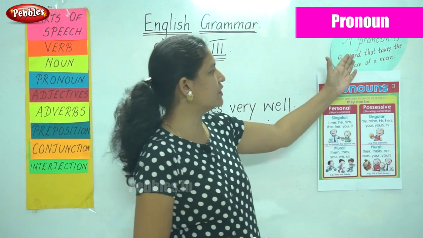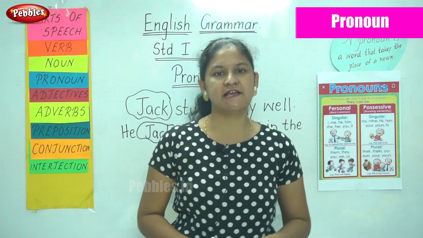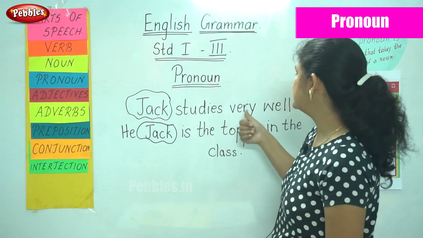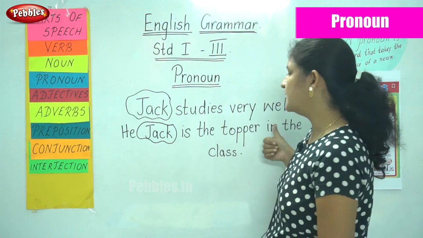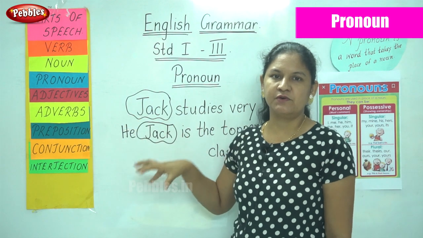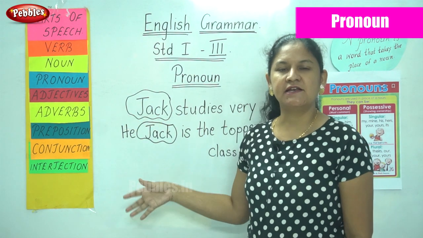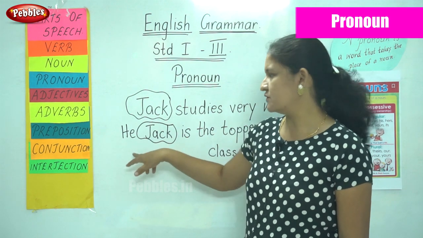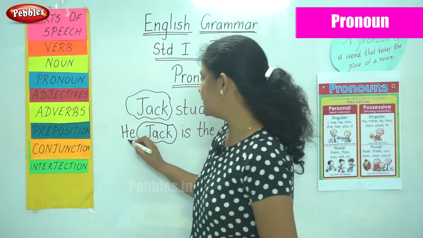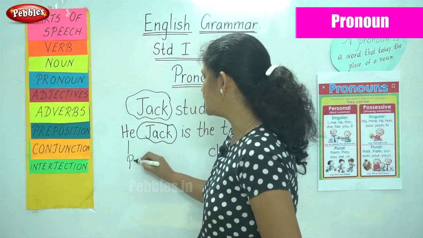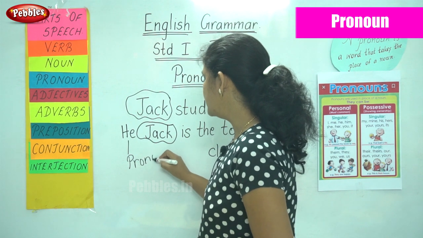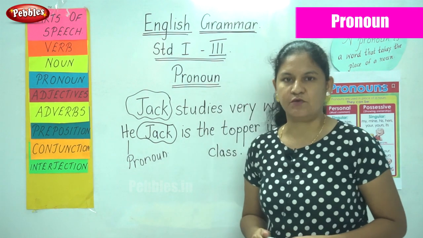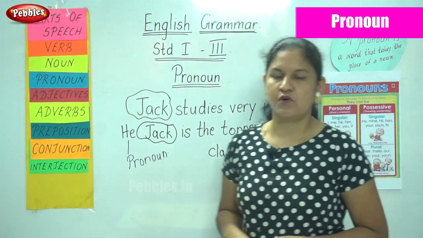So the word he is the pronoun because it is the word that replaces the noun in the sentence. So a pronoun is a word that takes the place of a noun. So in my example, I have given Jack studies very well. Jack is the topper in the class. So I found out that Jack is the noun there, and instead of repeating the noun again, I am using a pronoun. So the word he is the pronoun. So the pronoun takes the place of the noun. So this is our meaning for pronoun.